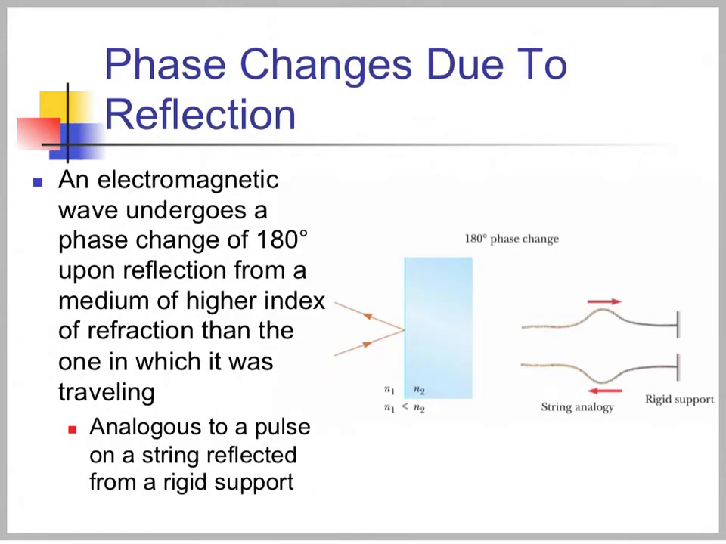An electromagnetic wave undergoes a phase change of 180 degrees upon reflection from a medium of higher index of refraction than the one it was traveling in. So it's analogous to the pulse on a string reflected from a rigid support. So if I'm traveling in air, say, and I hit glass and I reflect, that reflection causes a 180-degree phase change of the light.